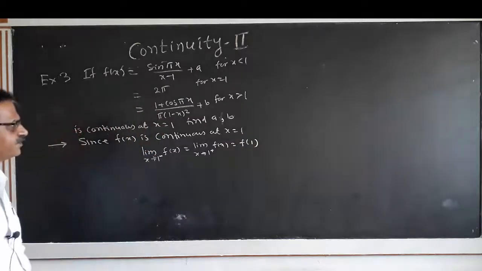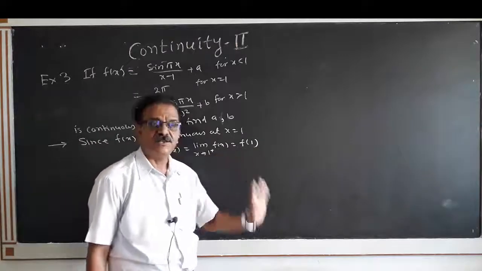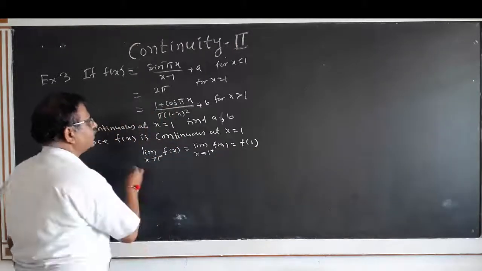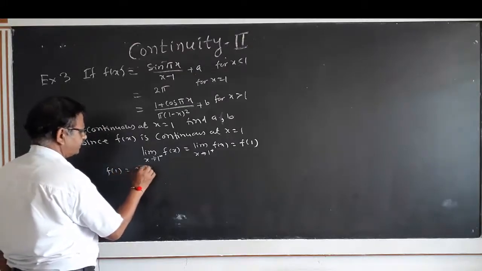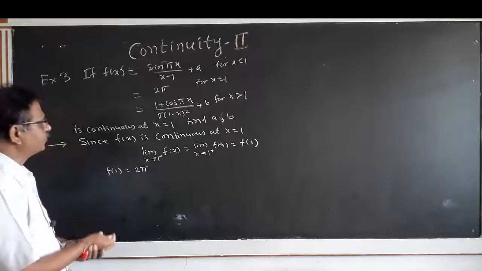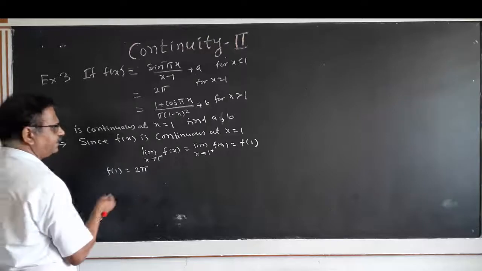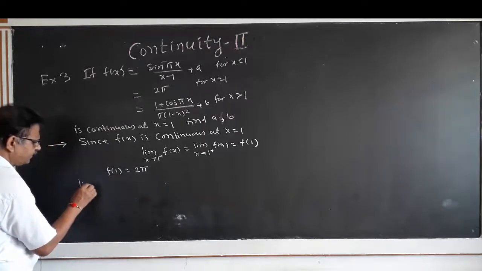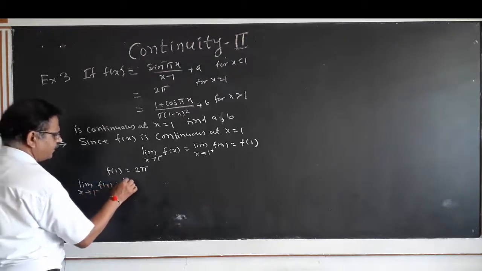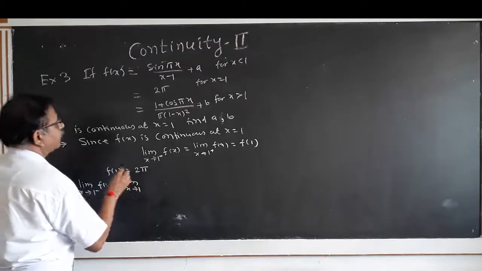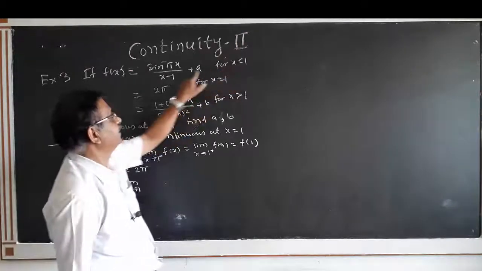Since fx is continuous at x equal to 1, we have left hand limit of fx equal to right hand limit of fx as x tends to 1 equal to f of 1. But f of 1 equal to 2 pi is given. Therefore, we shall find out first left hand limit. Limit x tends to 1 minus of fx: x is approaching 1 from left hand side, means x is less than 1. It is in this region.